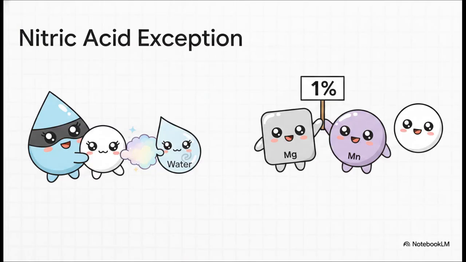And here is a classic trap. Examiners love to catch you out with nitric acid. Generally, when active metals react with acids, they liberate hydrogen gas. But nitric acid is a powerfully strong oxidizing agent, so instead of letting hydrogen gas escape, it immediately oxidizes it to form water. However, and this is a favorite board exception, so pay attention, if you use precisely 1% dilute nitric acid and react it with either magnesium or manganese, it will liberate hydrogen gas. Do not let them trick you with this exception on exam day.